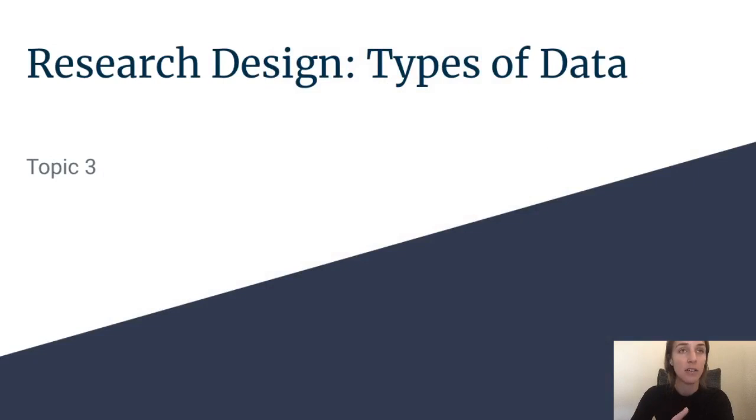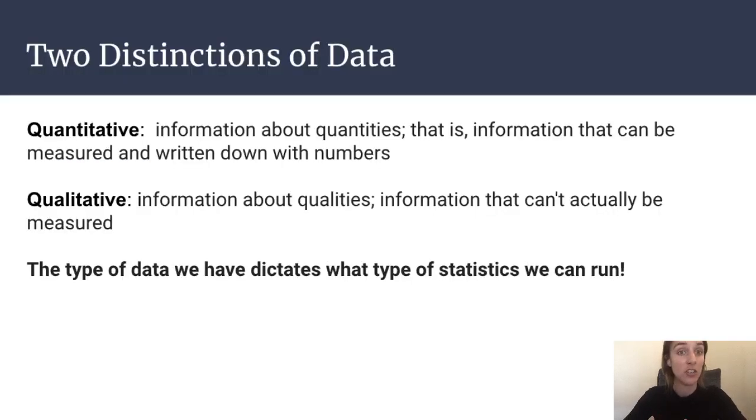So remember that statistics are numbers used to describe data from a sample, right? But not all data is treated equally. We can't describe everything with numbers or with values. So we're going to start off on that very topic, that there are two major distinctions with data. We have quantitative data, which is information about quantities, or information that can be measured or written down with numbers. And then we have qualitative data, or information about qualities, information that can't actually be measured.